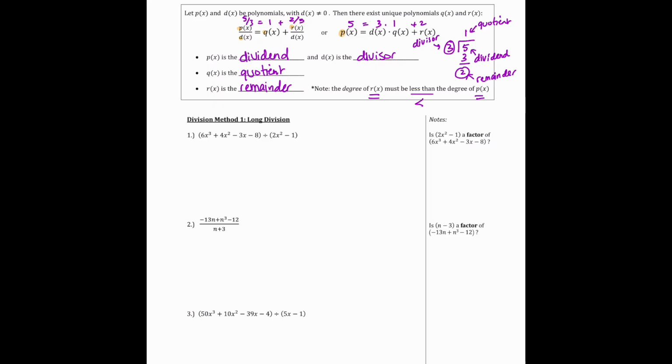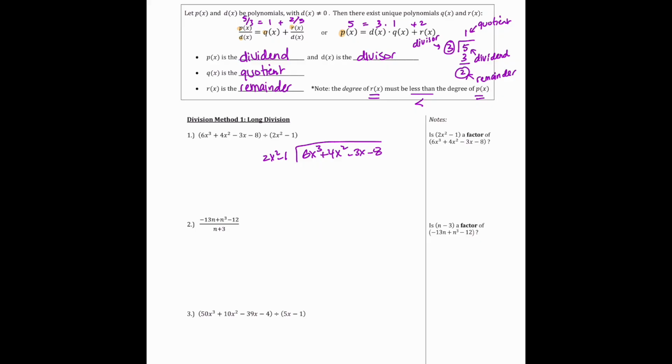So let's try long division. First example, 6x cubed plus 4x squared minus 3x minus 8, all that quantity divided by 2x squared minus 1. So the setup is 6x cubed plus 4x squared minus 3x minus 8, all divided by 2x squared minus 1.